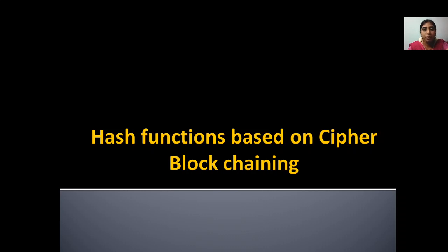Cipher block chaining is nothing but, whenever the message is taken, the output of the encryption is again given to the next block. Like this, the output of the cipher we are going to give to the next block. This chaining methodology is said to be the cipher block chaining.